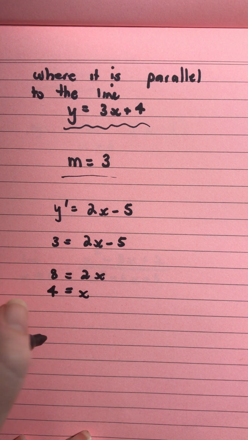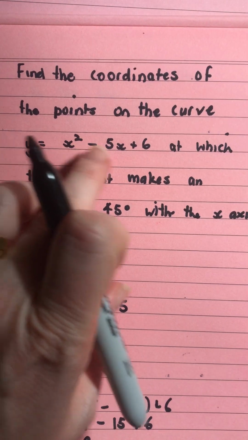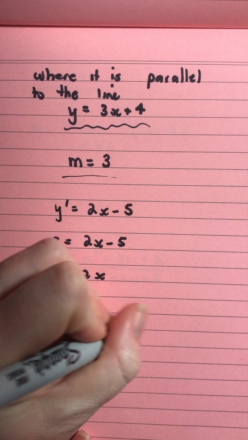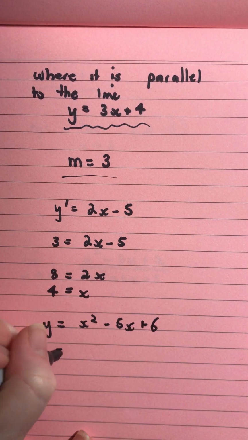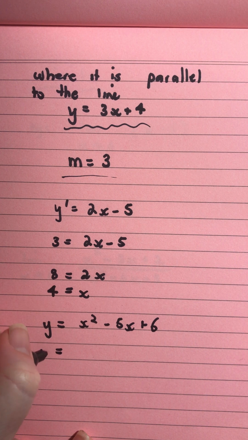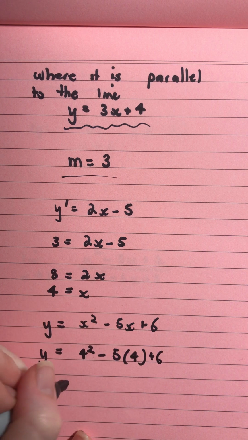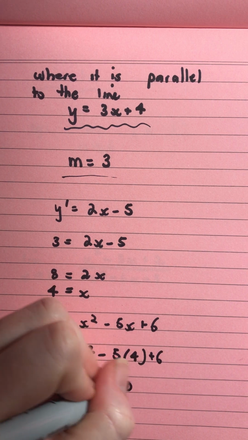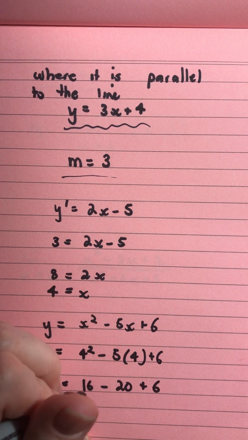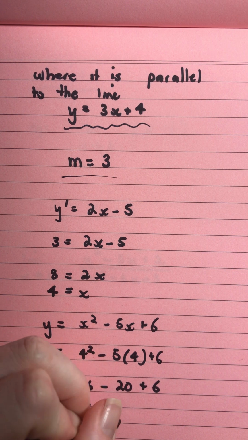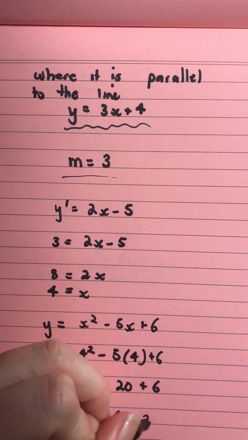Then I'm going to do that same thing again, where I'll sub it back into that original equation, which was y equals x squared minus 5x plus 6. And we're going to put in that value of 4. So I get 16 take away 20 plus 6. Now if I do 16 take away 20, I'm going to get negative 4, plus 6 is 2. So that coordinate is going to be 4, 2.